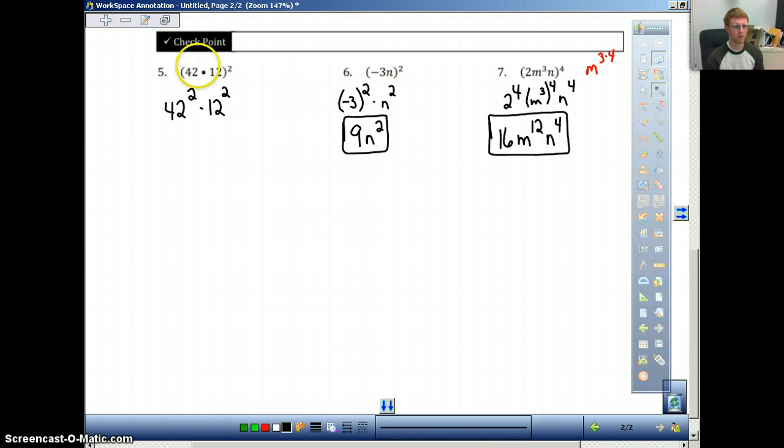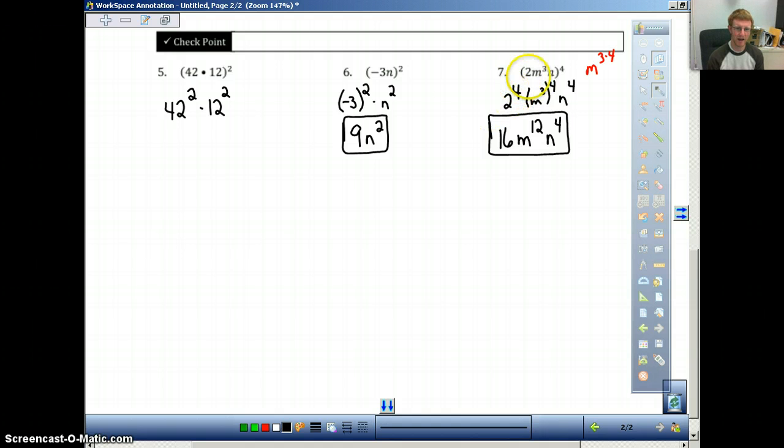All right, so this first checkpoint should have been pretty easy. Apply the 2 to both numbers. So we have 42 to the 2nd and 12 to the 2nd. That's pretty straightforward. The second one, again, make sure both things are applied to the 2nd power. This is negative 3 to the 2nd power, n to the 2nd power. So negative 3 squared is 9, n squared is n squared.